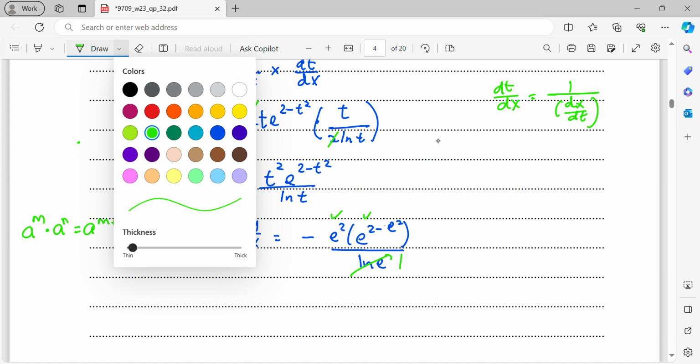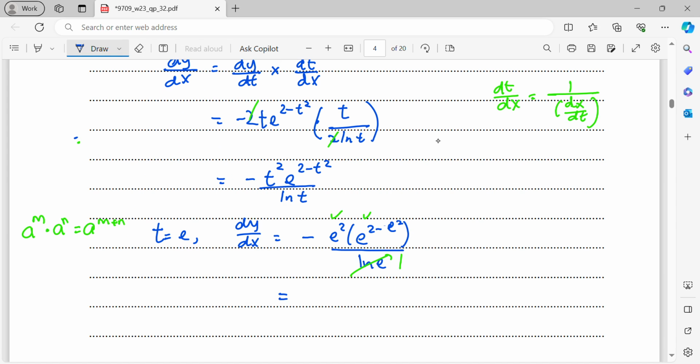Right, which means now I will be getting equals to negative e. So plus both degrees. Then you will be getting negative e, 2 plus 2 is 4, then minus e squared. So that is the dy over dx. Okay, so done for this question.